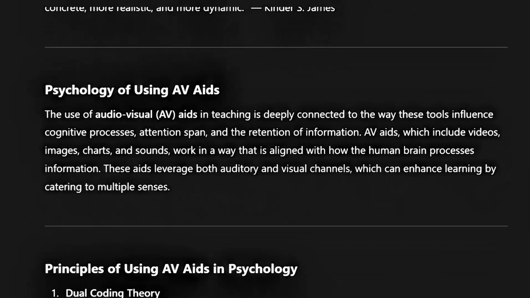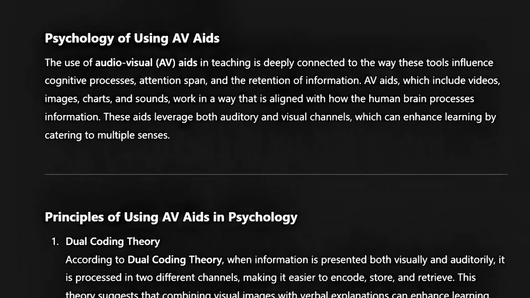Psychology of using AV aids. The use of audio-visual AV aids in teaching is deeply connected to the way these tools influence cognitive processes, attention span, and the retention of information. AV aids, which include videos, images, charts, and sounds, work in a way that is aligned with how the human brain processes information. These aids leverage both auditory and visual channels, which can enhance learning by catering to multiple senses.